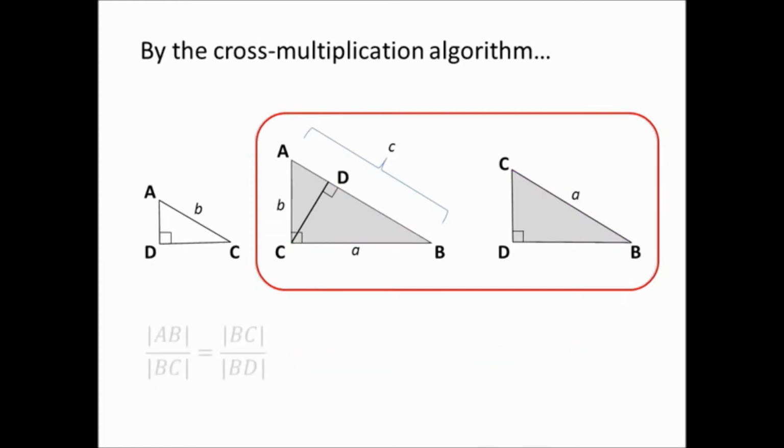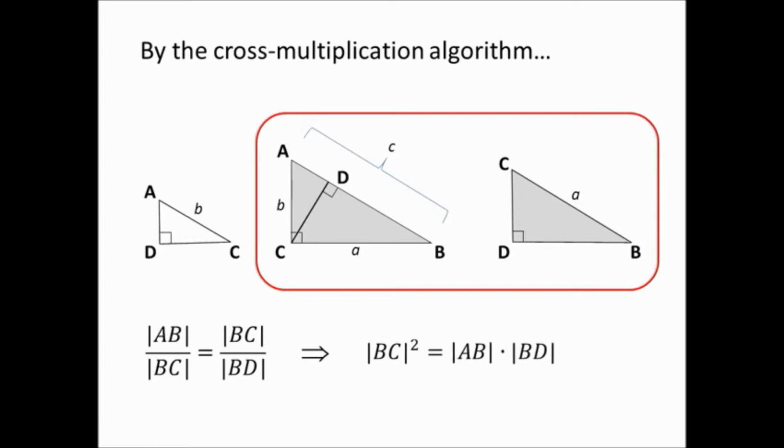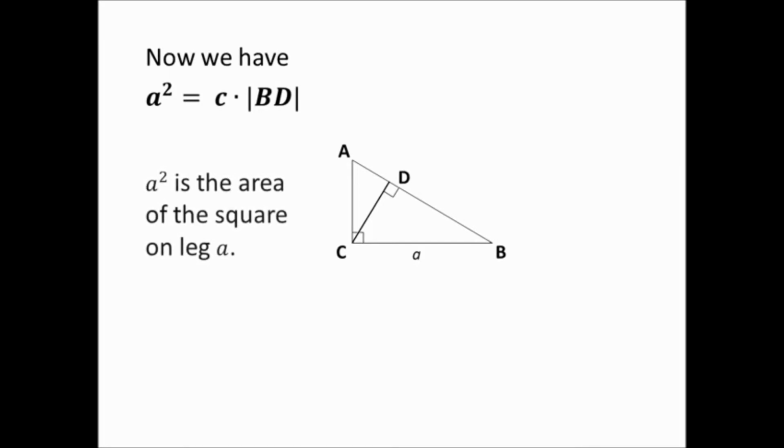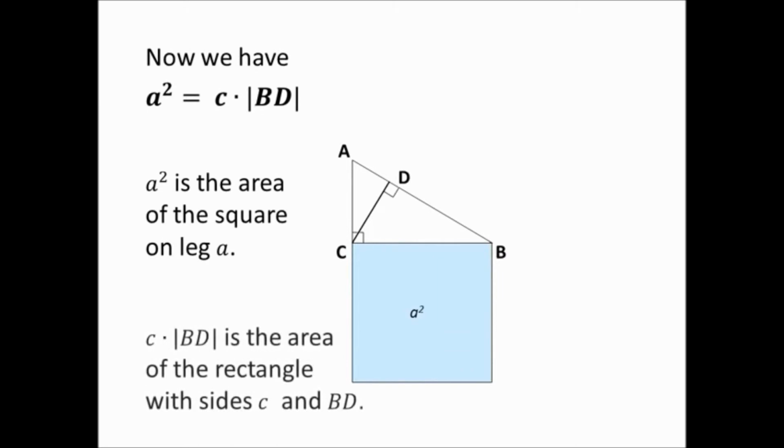By the cross multiplication algorithm, AB over BC equals BC over BD, so BC squared equals AB times BD. Substituting, A squared equals C times BD. Now we have A squared equals C times BD. A squared is the area of the square on leg A. C times BD is the area of the rectangle with sides C and BD.